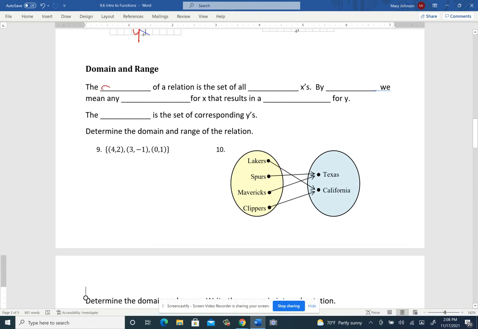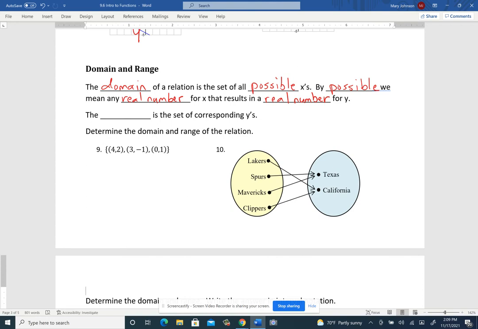The domain of a relation is the set of all possible x values. And then by possible, it's kind of an agreement. Sometimes I don't really make this clear to you, but by possible, we mean any real number you can plug in for x that results in a real number for y. You'll see some instances in a minute where we have some issues. You've already experienced that in both chapter 7 and in chapter 8.